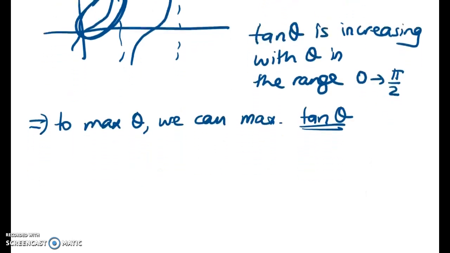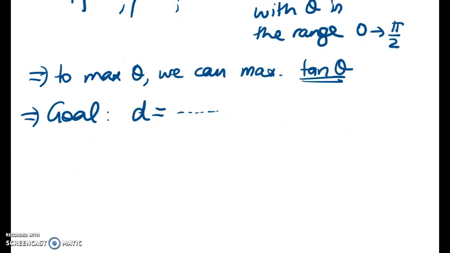So what we want to do, and we're going to come back to the algebra in a sec, is we want to find the distance that's going to do that. So we're going to get D is equal to all of this. And then we're going to say, no we're not. We're going to say tan of theta is equal to blah, blah, blah as a function of d.